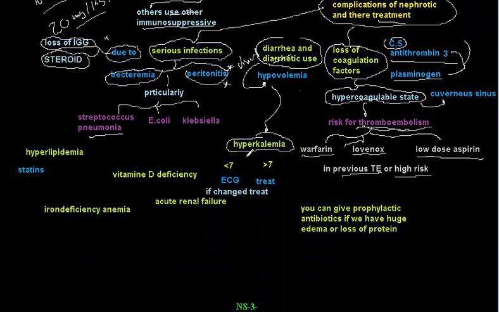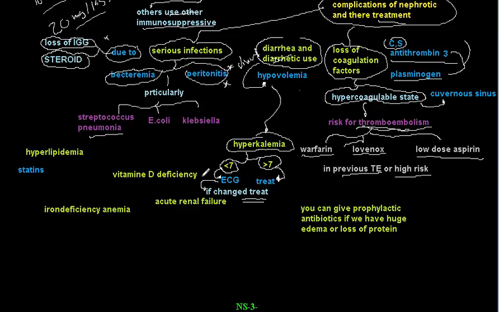How to deal with hyperkalemia? If the level is below 7, then we have to do an ECG. If there are changes in the ECG, then we treat. If it is above 7, we treat directly, because of course we will have ECG changes. So we treat directly. Below 7, look at the ECG.